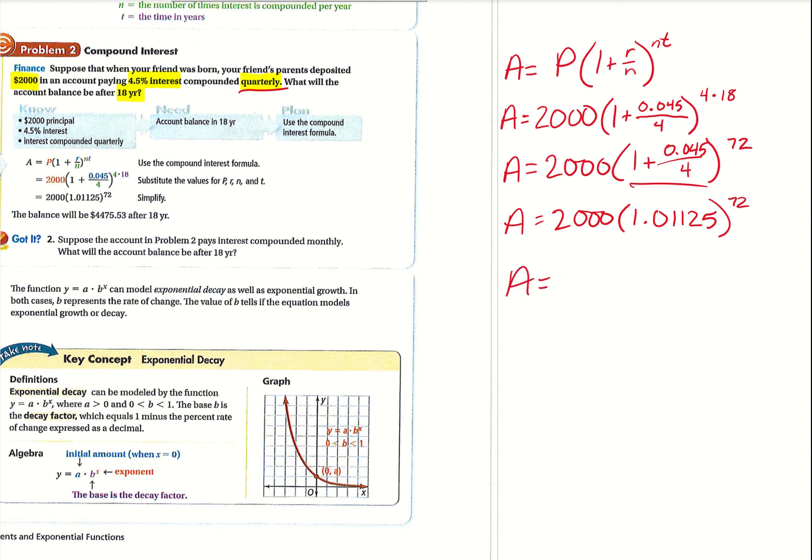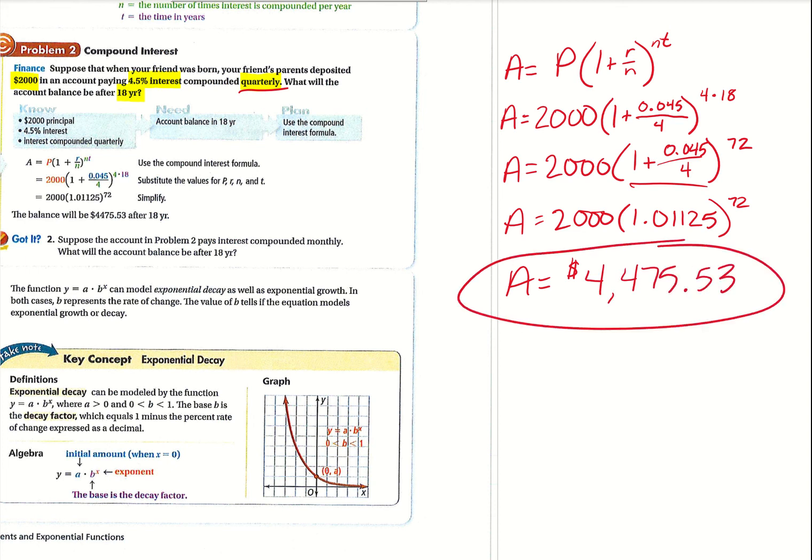And then that will give you that A. When you type that into your calculator, your new balance after 18 years would be $4,475.53. That's after 18 years. So you can see there we more than doubled the amount of money in the account, which is pretty good. All right.